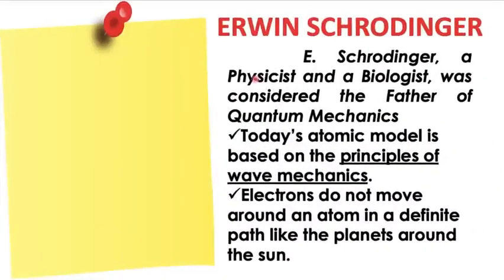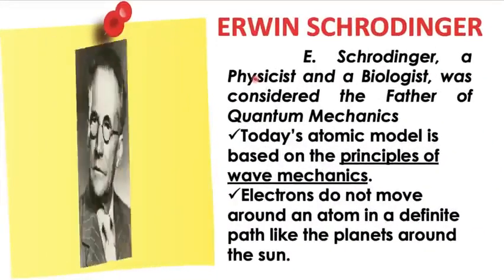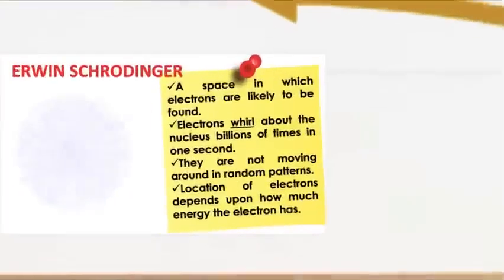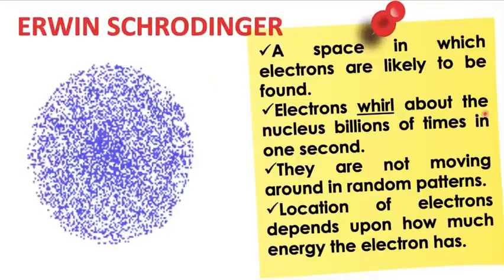And the last one, he is Erwin Schrödinger. He is a physicist and a biologist, and was considered the father of quantum mechanics. Today's atomic model is based on the principles of wave mechanics. According to him, electrons do not move around an atom in a definite path like the planets around the sun. Take a look at his atomic model.